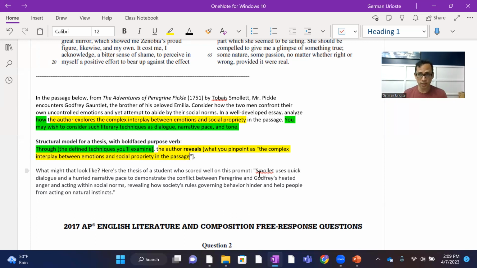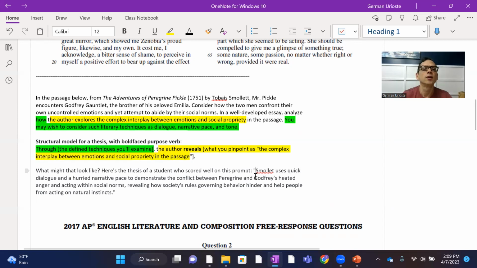Now, first thing is, it seems a little bit wordy, right? But again, the AP mantra: reward students for what they do well. They understand, those assessing these things, that you are under the pressure of time. They are not going to worry if it's a little wordy, as long as you have the two parts of the thesis and it showcases a good understanding of the passage, right?